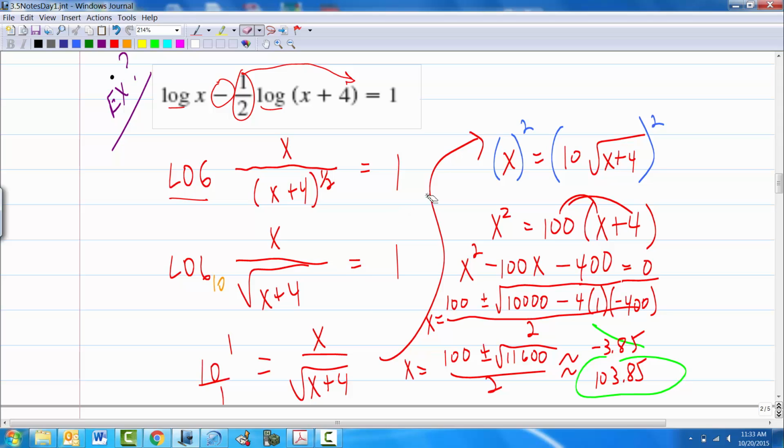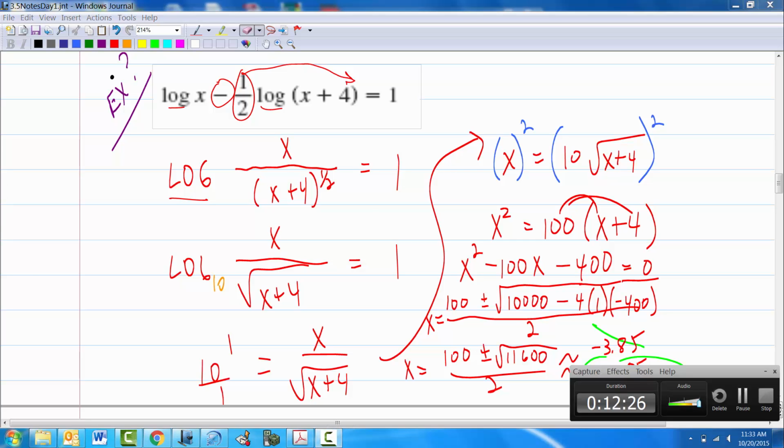So as you're writing this down, it's obvious. Why did I knock out negative 3.85? Because when I plug it in, I get log of a what kind of number? Negative. So you got to be careful even on the quadratic formula ones that you actually check for extraneous solutions.